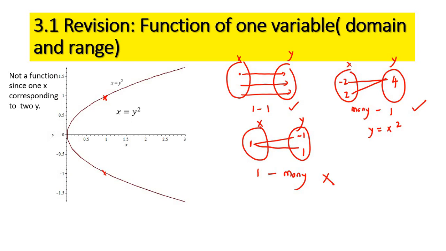Okay, what is function? So these 3 types that I draw, you can call it relation, hubungan, relation. Only one-to-one and many-to-one relation is called as function. One-to-many relation is not function.